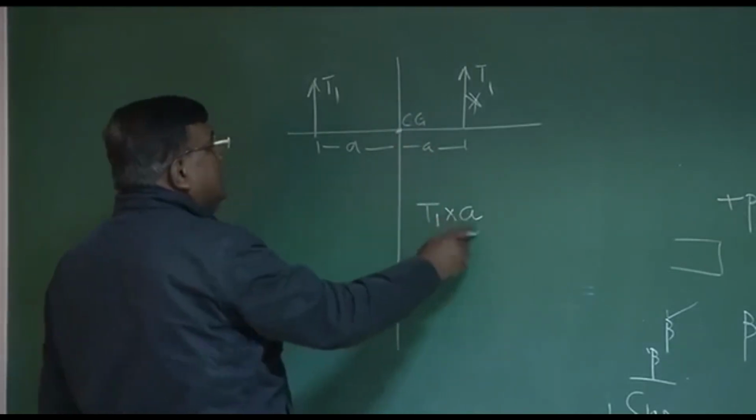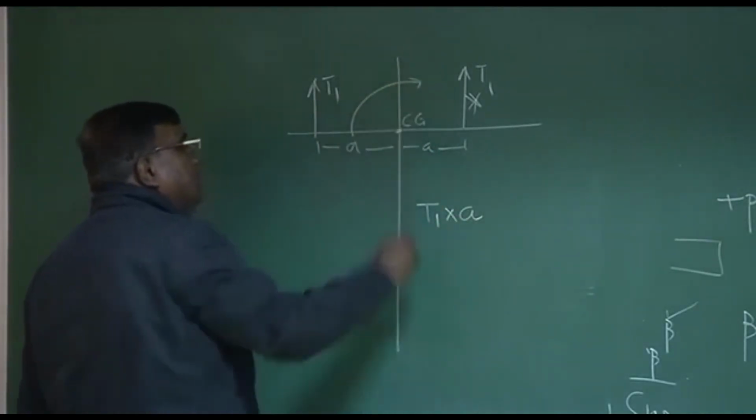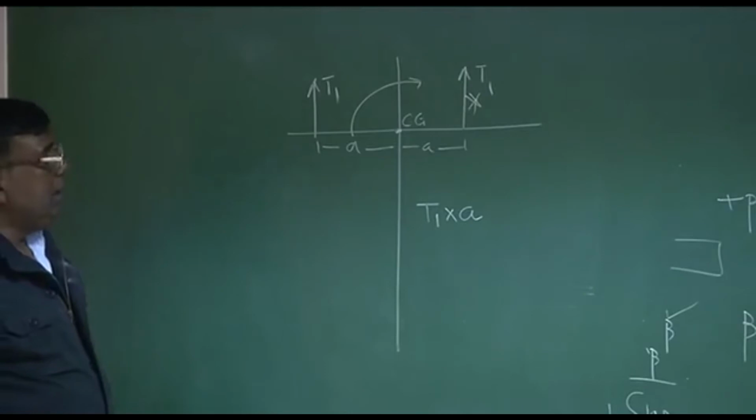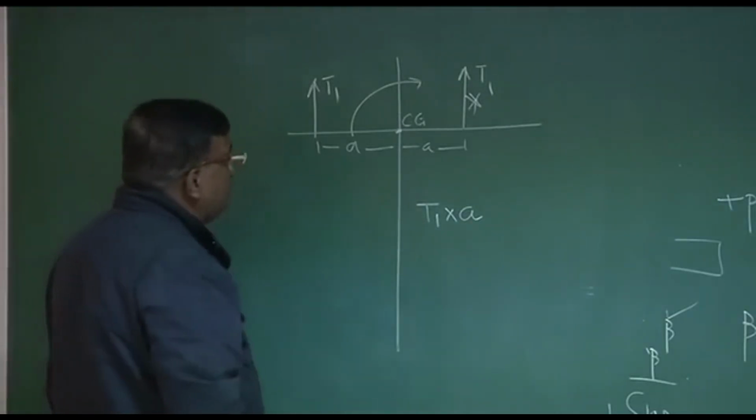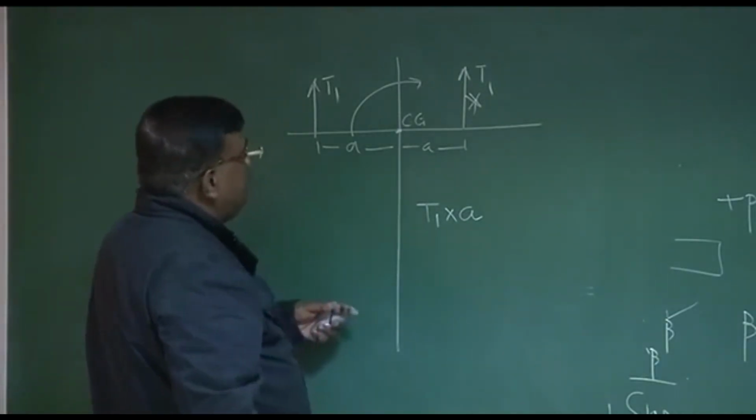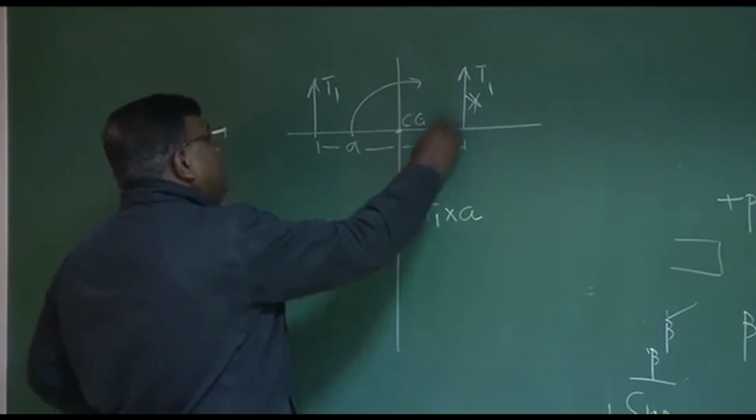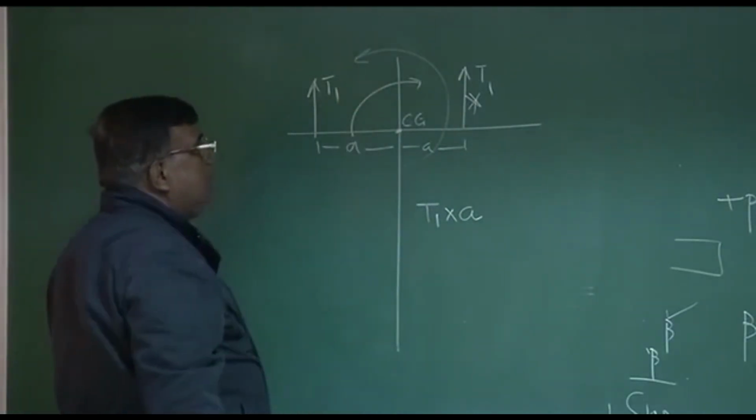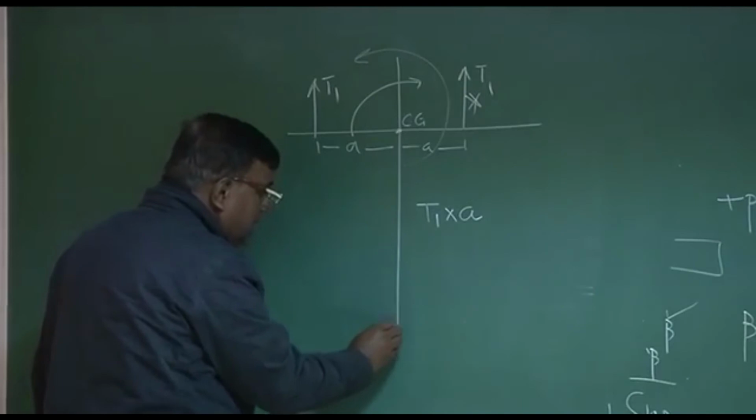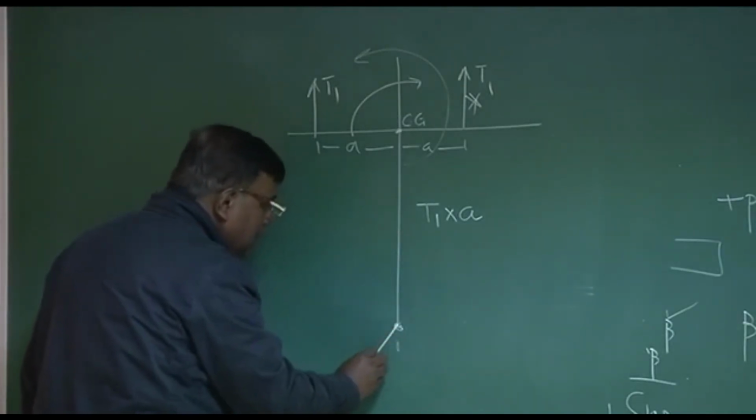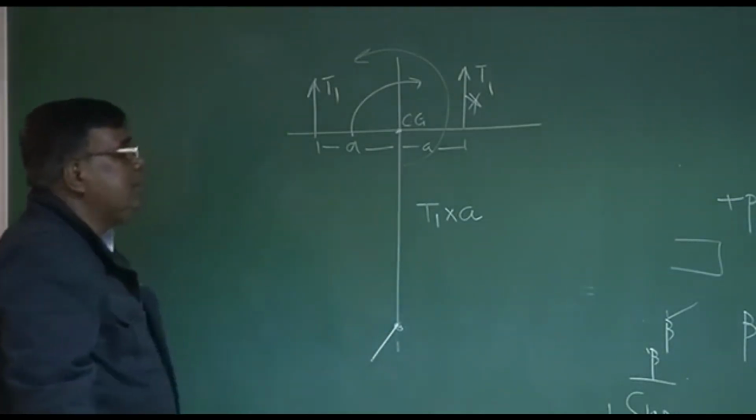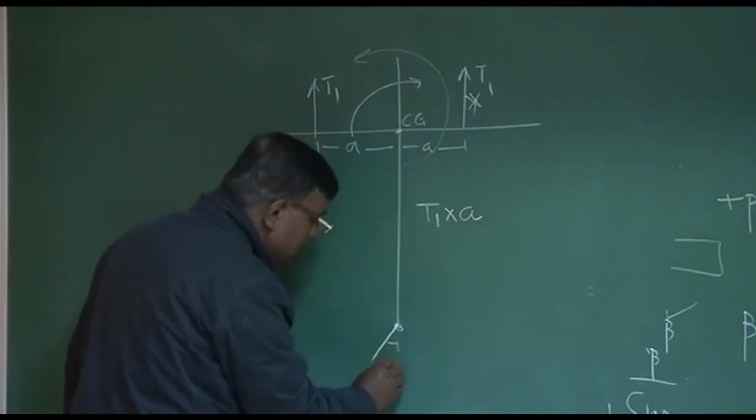Is T1 into A in this direction, correct? Then how and in what direction do I have to generate a moment to counter it? It will be in this direction, right? So I have to put the rudder in this direction. If I put rudder in this direction, it's a delta R.